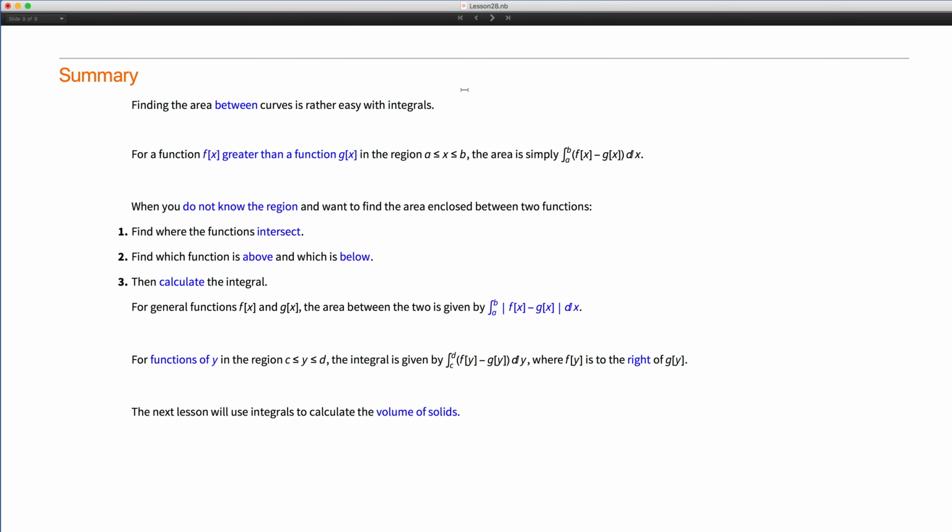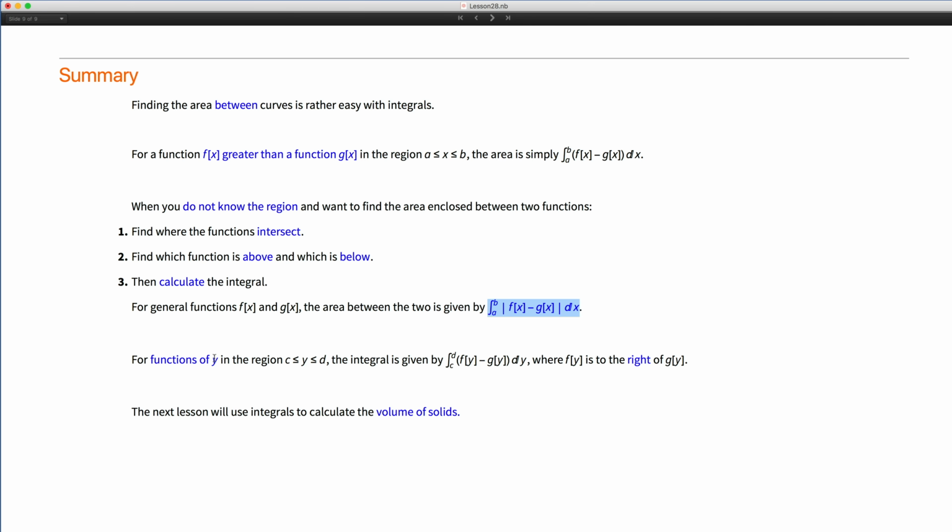So it's now time to summarize the lesson. So basically, finding the area between curves is really easy once you have integrals. And in case the function f is greater than function g, you simply do the integral of f minus g. Now when you don't have that information, then what you do is you figure out where the functions intersect using solve, figure out which function is above and which one is below, and then you find the integral by doing the integral of f minus g or g minus f, or simply using the absolute value function.